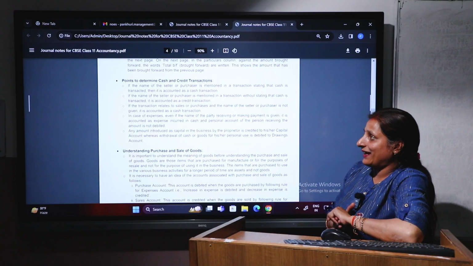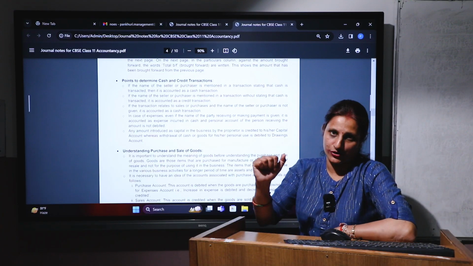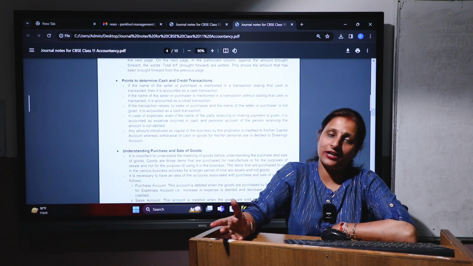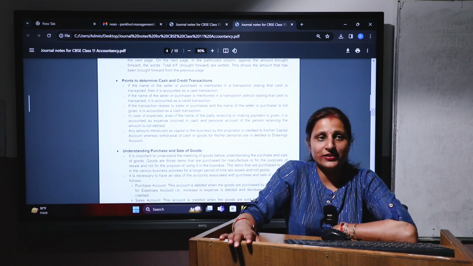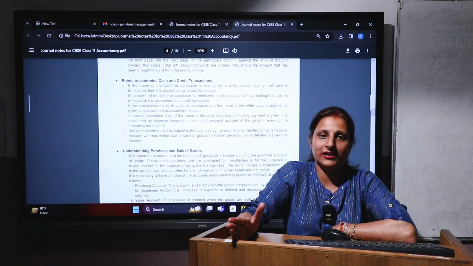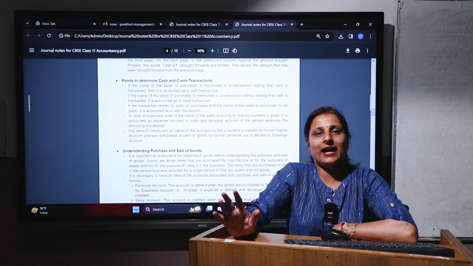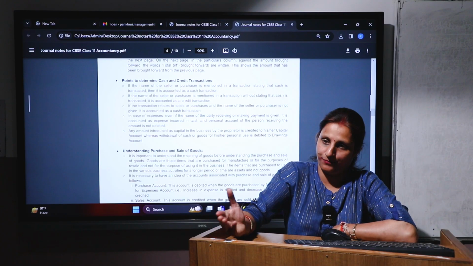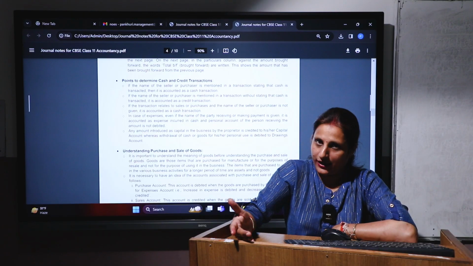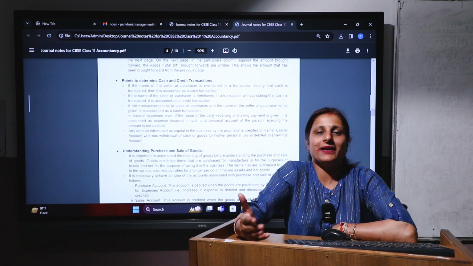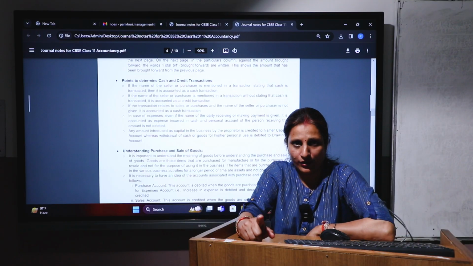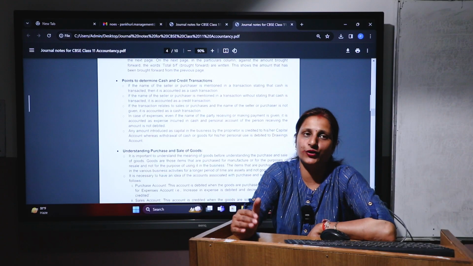Now, while recording the entries, there are 2 types of transactions. There is the cash transaction and there is the credit transaction. Cash transaction means a transaction in which the payment of cash has been done at the point of time only and no payment is left with the person. Credit transaction means credit can be taken by the company, or credit can be given by the company. But in both cases, in credit the payment has been left, meaning payment has to be done further.